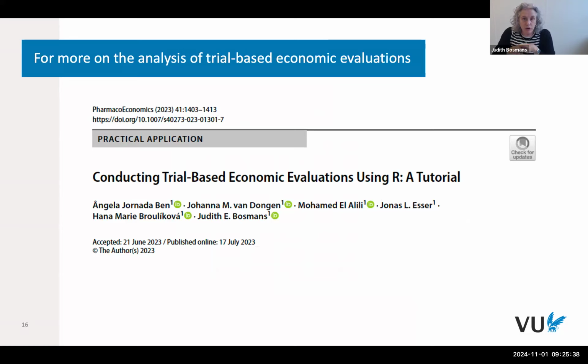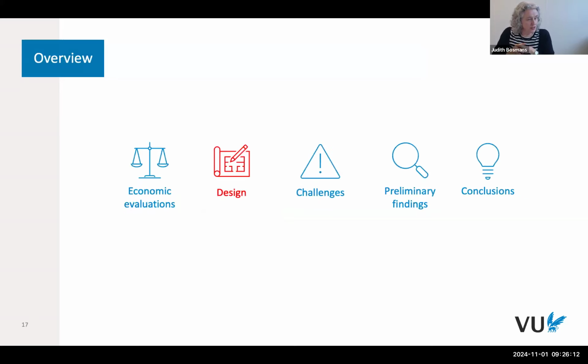So if you want to know more about the analysis of trial-based economic evaluations, I would like to refer you to this paper. It's a tutorial paper in which we explain step by step how you can conduct a trial-based economic evaluation in R, but also explain the rationale behind some of the solutions that we came up with for the different statistical challenges in economic evaluations. So that was the brief introduction into economic evaluations.